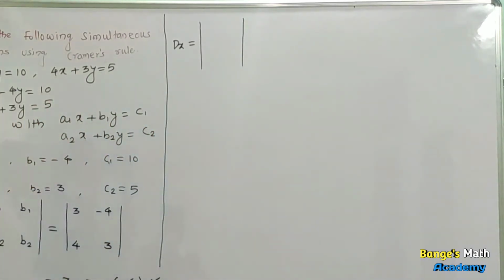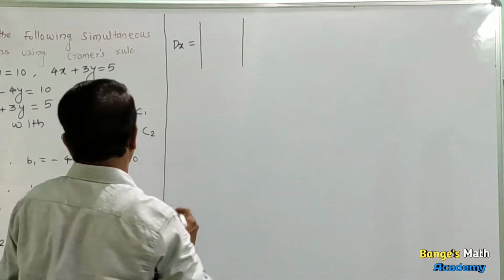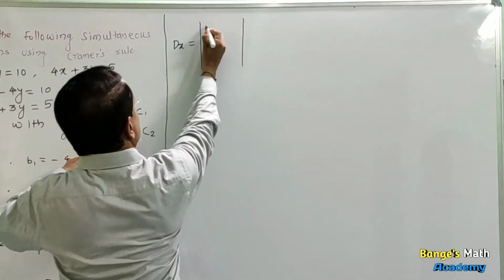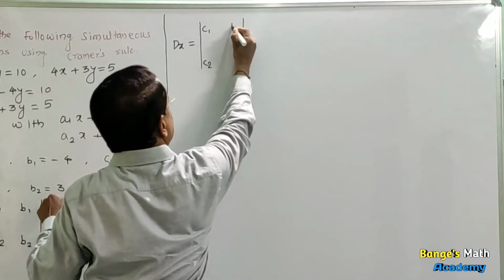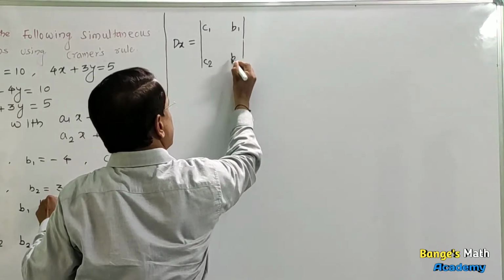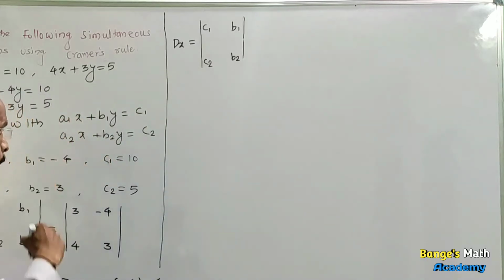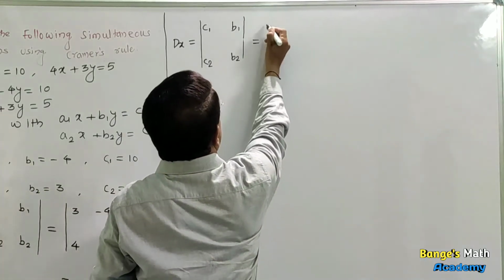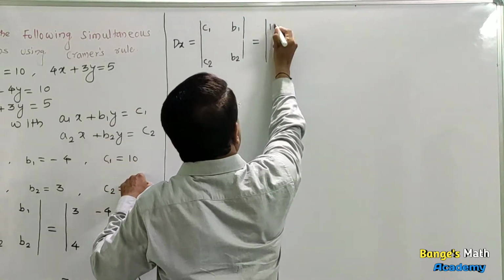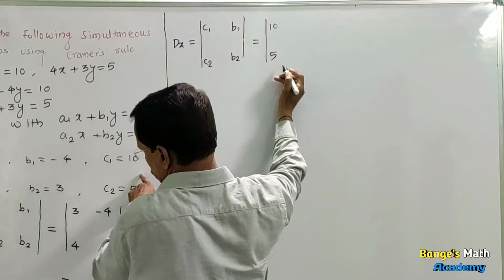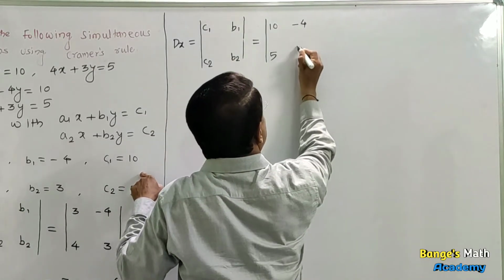To find the value of dx, hide the coefficient of x and replace it by the constant terms, that is c1 and c2, and the coefficient of y as it is in the second column, b1, b2. Put the values c1 and c2, 10, 5, b1 and b2, minus 4, 3.